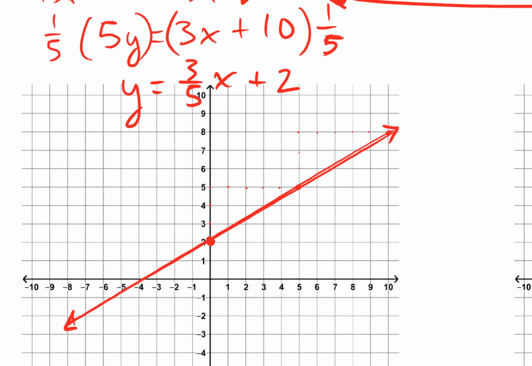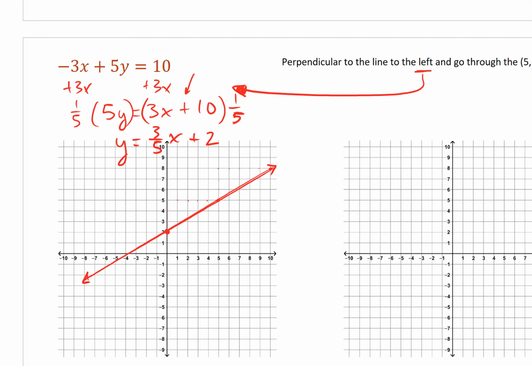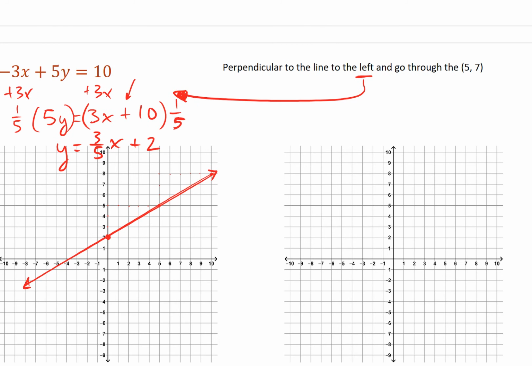So the next question is, I want you to draw this line, but I also want you to come up with the equation of the line that's perpendicular to this line to the left. So remember, anytime I look at perpendicular lines, a rotation's happening on the Cartesian coordinate plane, and I can visualize this by rotating this entire plane through 90 degrees.